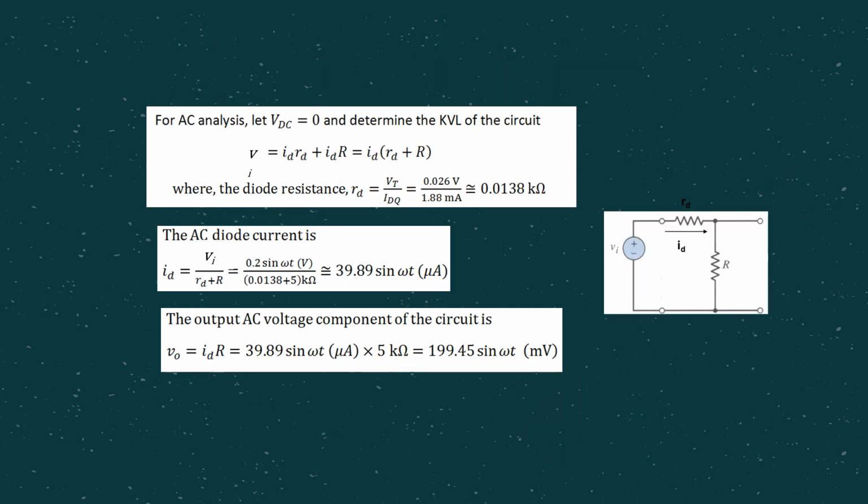For the same circuit, now let's do the AC analysis. As you can see here, VPS you replace with a short circuit. Then we have VI here for AC analysis. Then remember the diode is replaced with resistor RD.